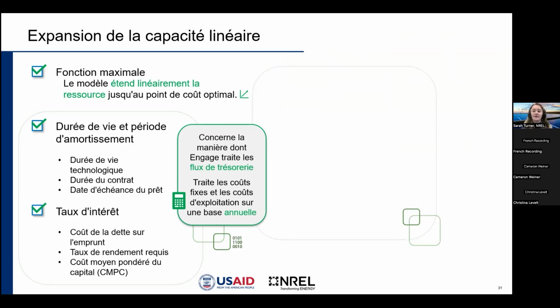Some examples of what the lifetime and amortization period parameter can represent include the technological lifespan of a technology, the contract period with an individual generator, or the maturity date of a loan. The interest rate, meanwhile, can represent the cost of debt on the loan, the required rate of return on an asset, or the weighted average cost of capital, also called the WACC.